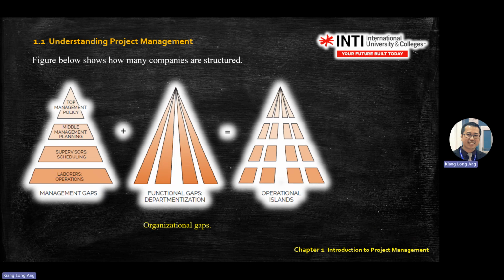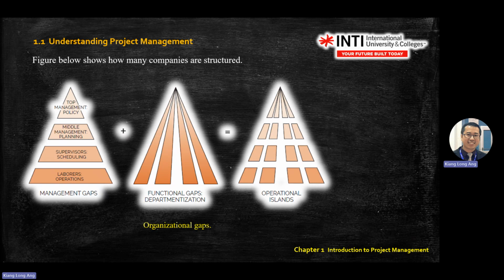So the first one is the management gap, the second one is the functional gap. You combine these two and you get the very worst scenario. They call it an operational island. It means they stay in their own office only. They don't know what happens outside their department. They only know what happens in their station, maybe that production line station, and they don't know what is happening in the R&D department. They just come to the office, do their work, and then go back.